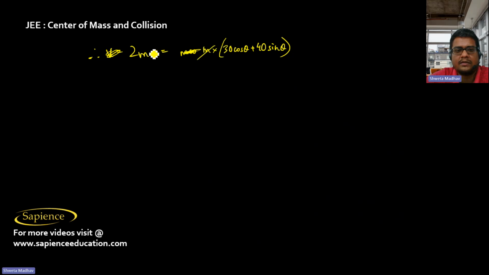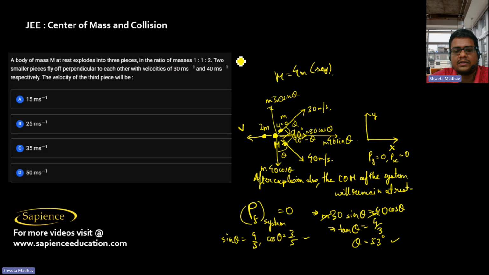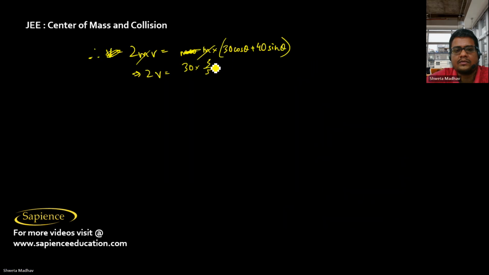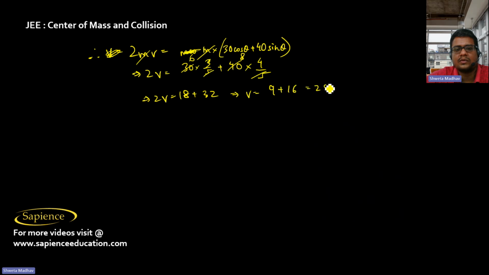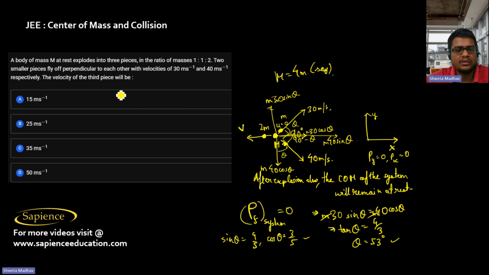So therefore m will cancel. So I can say 2v is equal to 30 into cos theta, which is 3 by 5, plus 40 into sin theta, which is 4 by 5. This will be 5 6s are 30, 5 8s are 40. So 2v will be equal to 3 6s are 18 plus 4 8s are 32. So v will be equal to 9 plus 16. So v is 25 meter per second. So the velocity of the third piece will be 25 meter per second. So option B is the correct answer.